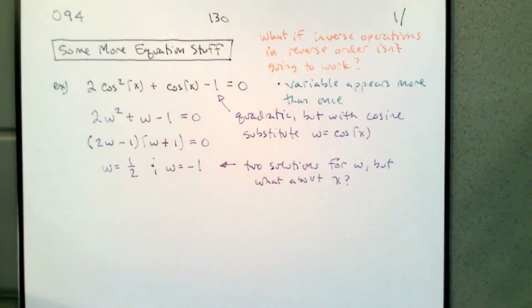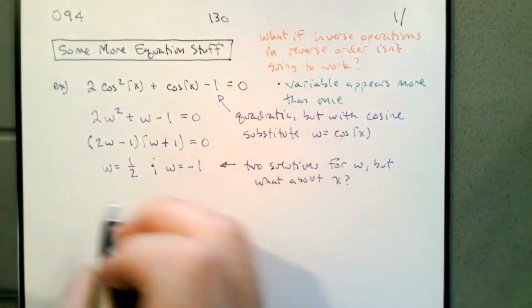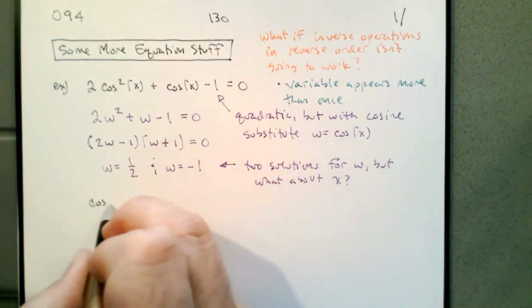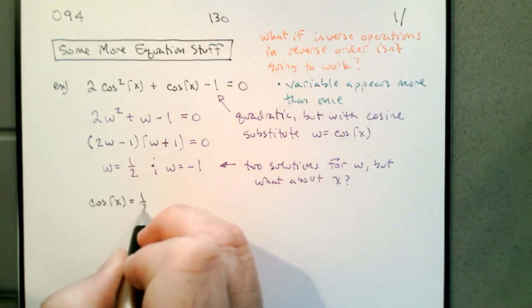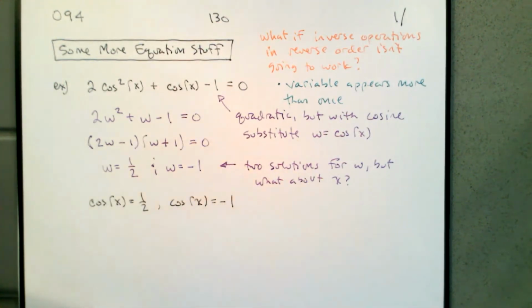Now we can take our problem back to cosine. Earlier we got here by stating that w is equal to the cosine of x. So now I'll just replace my w's with the original cosine x. So we go back to x. Only do this in math. Don't do this in like life. Cosine x is 1/2, and cosine of x is equal to -1. And now we just have these two trig equations that we need to solve.